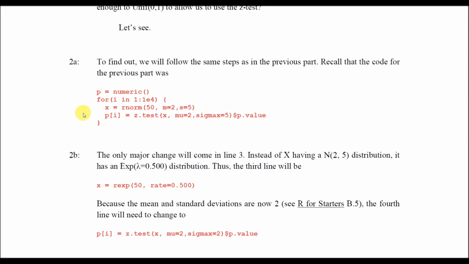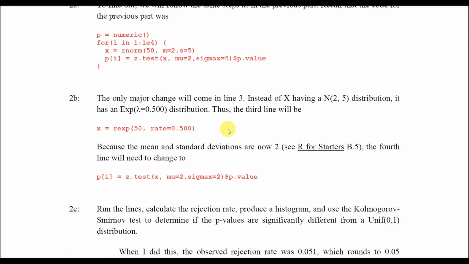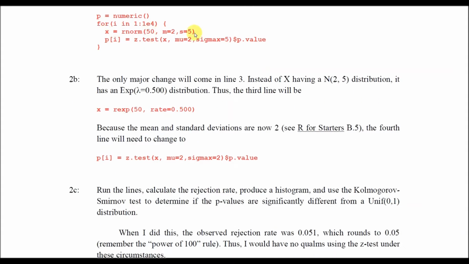And then the loop means that we're going to be doing this 10,000 times. At the end, we're going to have a vector of 10,000 p-values. And then we can test the rejection rate, hope that it's close to alpha. We can use the Kolmogorov-Smirnov test to see if the p-values are uniformly distributed. So there are 2 changes. One happens where we're drawing our sample, and the other happens in our z-test statement. So let's put this over into R.